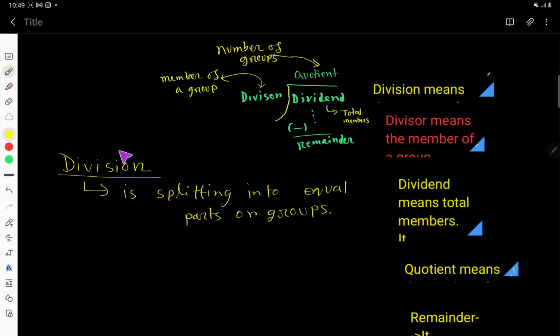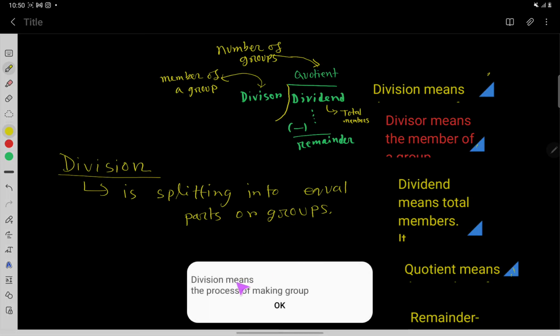This video is about division. Can you tell me what is division in math? Actually, division is splitting into equal parts or groups. That is, division means the process of making groups.